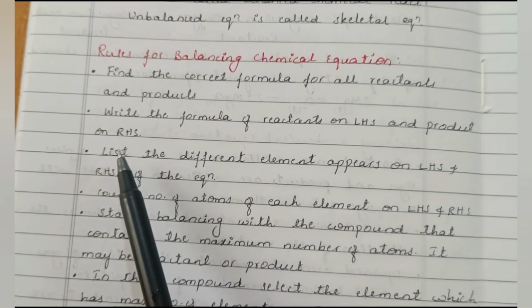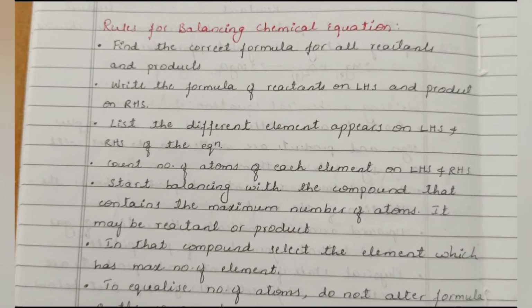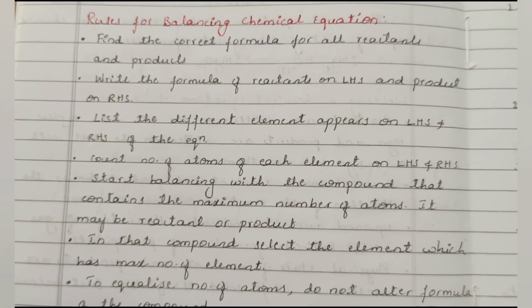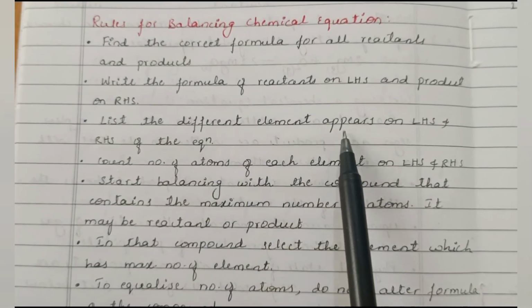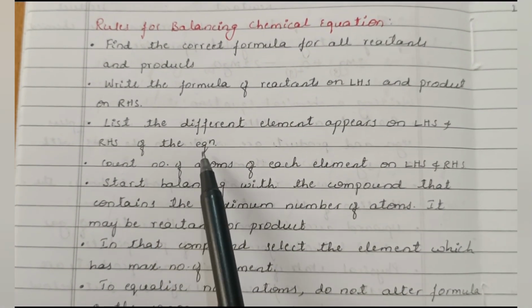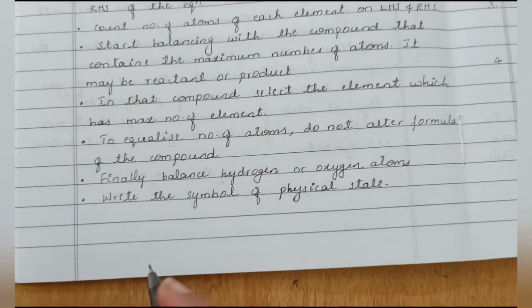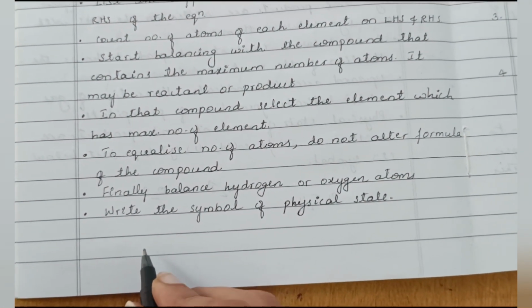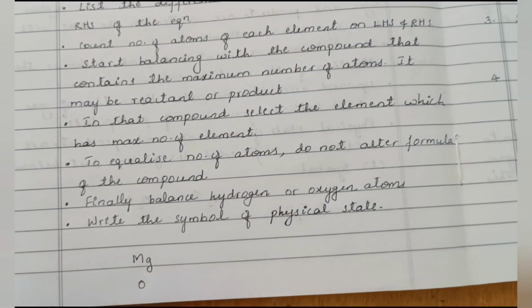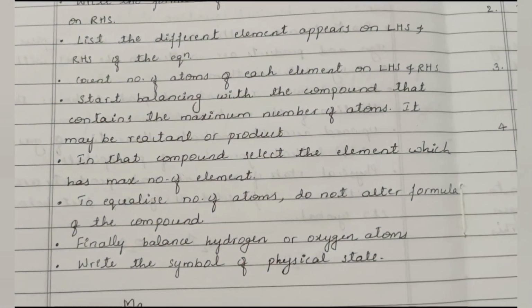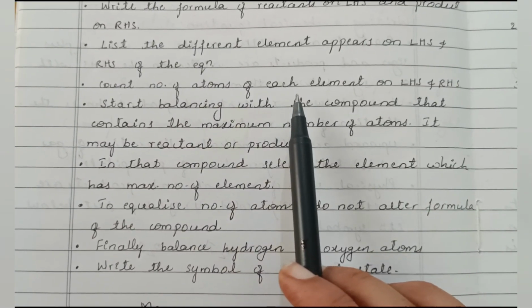Next, write the formula of the reactant on the LHS and the product on the RHS. Write the correct formula of the reactants on the left hand side and the product on the right hand side. Next, list the different elements that appear on the left hand side and RHS of the equation. For example, in activity 1, what are the elements present? Magnesium reacts with oxygen, right? So magnesium, oxygen, and magnesium oxide. These three we have to write.